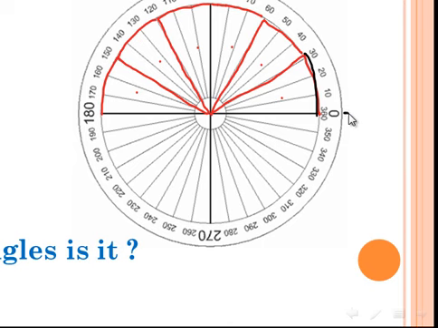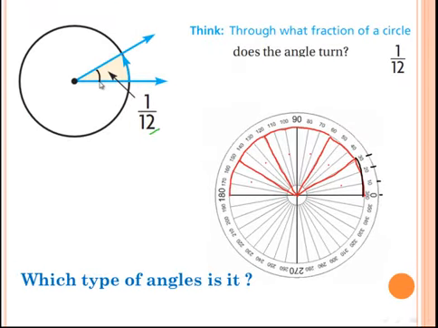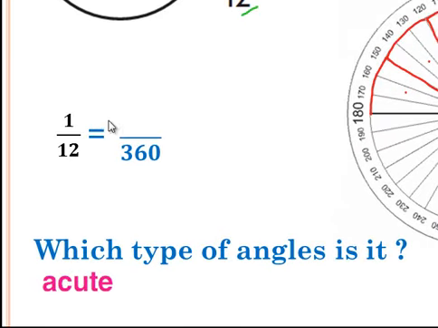Count: 0, 10, 20, 30. Yes. And which type of angle can you see? It's an acute angle. Great. 1/12 equals 30 degrees. If you want to multiply, 12 multiply what to get 36?